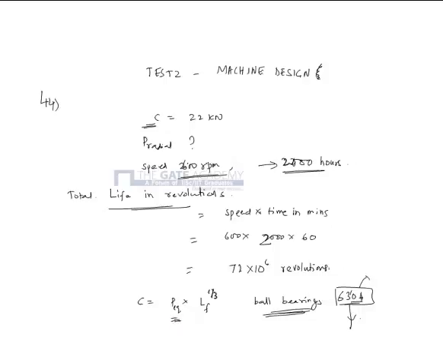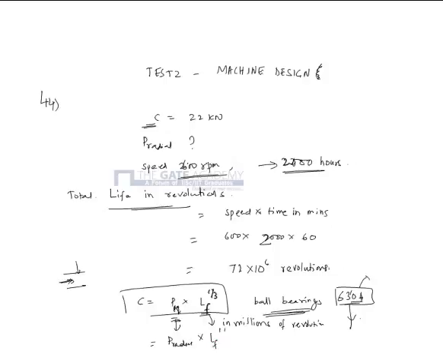If I have the radial load as well as the axial thrust load, I can find out the equivalent load. But in the problem, I have only the radial load, so the equivalent load is the radial load. And in this expression, you need to keep the life in millions of revolutions.